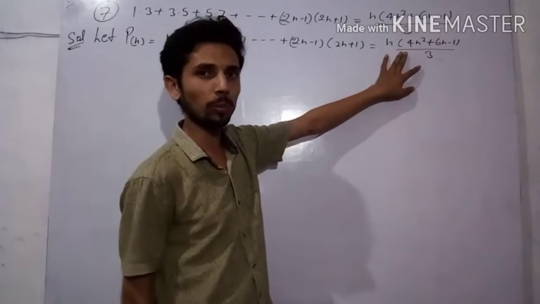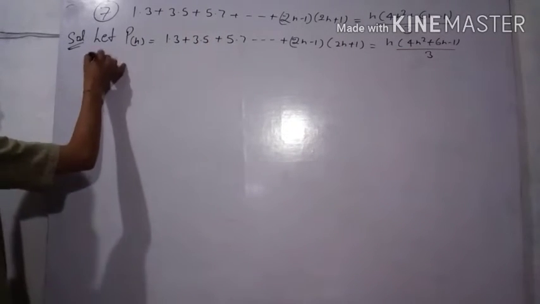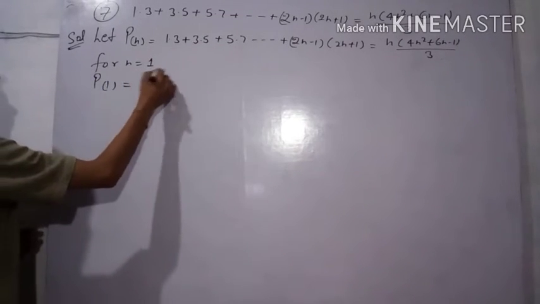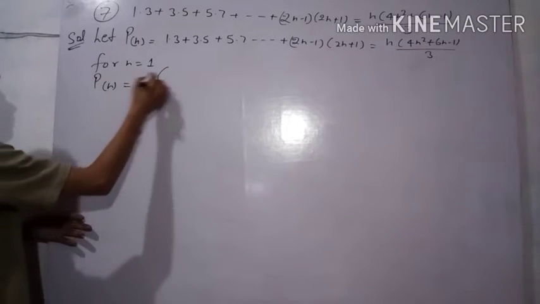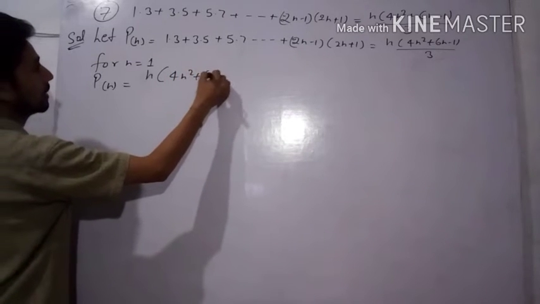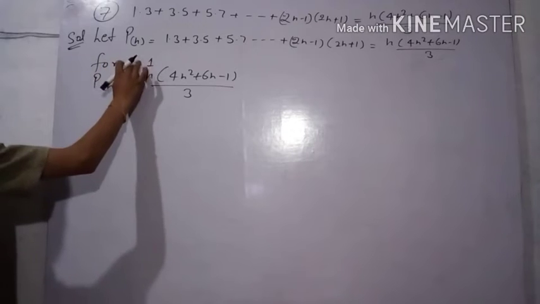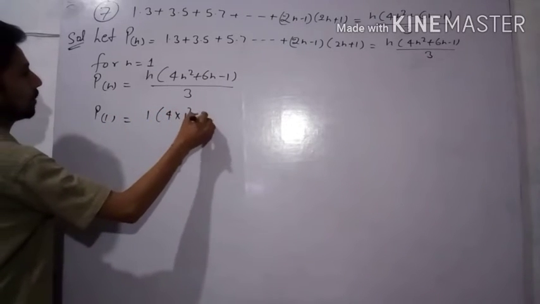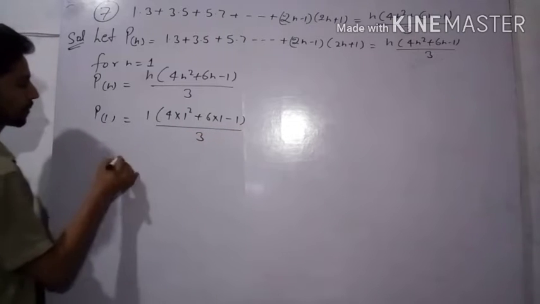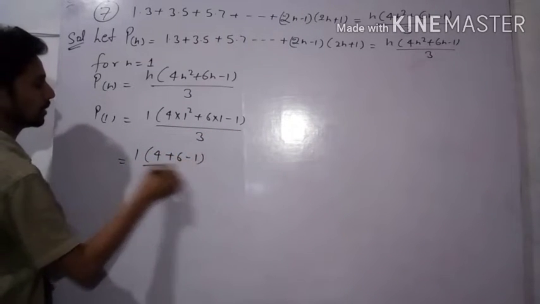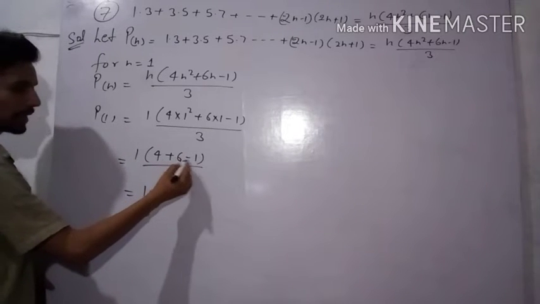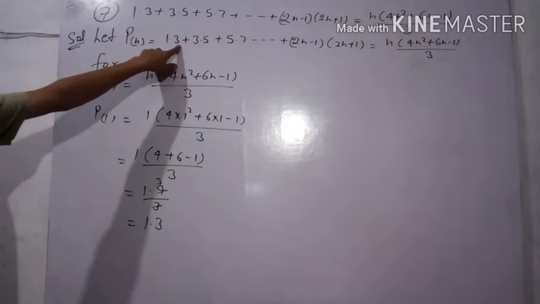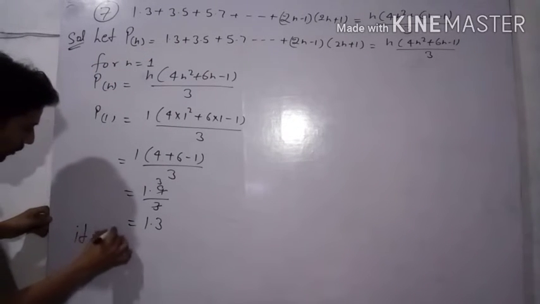So from this value, first of all we will prove that it is true for n equals 1. For n equals 1, P1 is equal to 1 dot 3. Pn is equal to n into 4n square plus 6n minus 1 upon 3. Now put the value of n. P1 is equal to 1 into 4 into 1 square plus 6 into 1 minus 1 upon 3. So 1 into 4 plus 6 minus 1 upon 3. 4 plus 6 is 10, 10 minus 1 is 9. 3 threes are 9. So 1 dot 3. It is true for n equals 1.